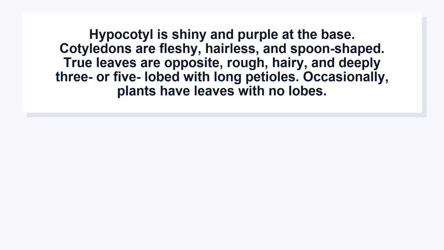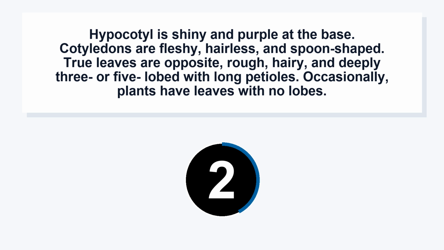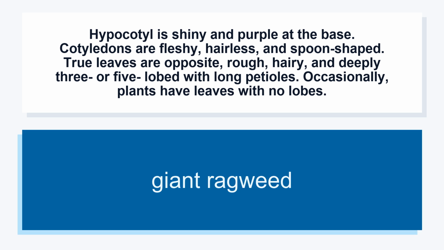Hypocotyl is shiny and purple at the base. Cotyledons are fleshy, hairless, and spoon-shaped. True leaves are opposite, rough, hairy, and deeply 3 or 5 lobed with long petioles. Occasionally, plants have leaves with no lobes. Giant ragweed.